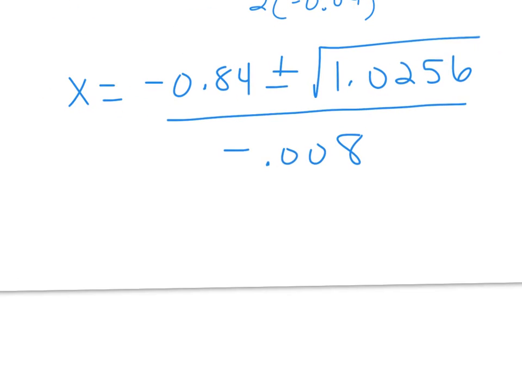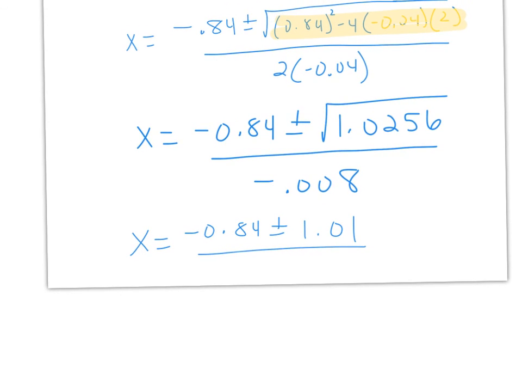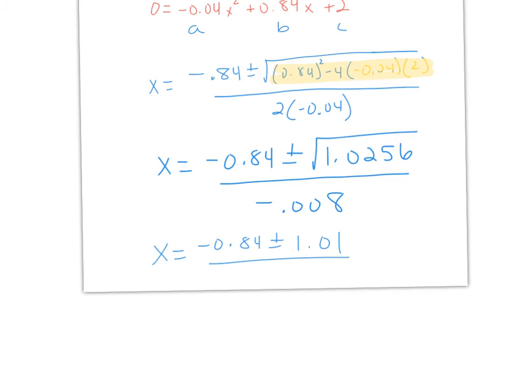Okay, and when I did that, I have -0.84 plus or minus the square root. Oh, no, we just did the square root. Plus or minus 1.01. I'm going to go ahead and put out 2 decimal places since that's what the directions are kind of asking us to do here. And then on the bottom here, glad I caught that. There should only be 1 zero there, not 2. Sorry.